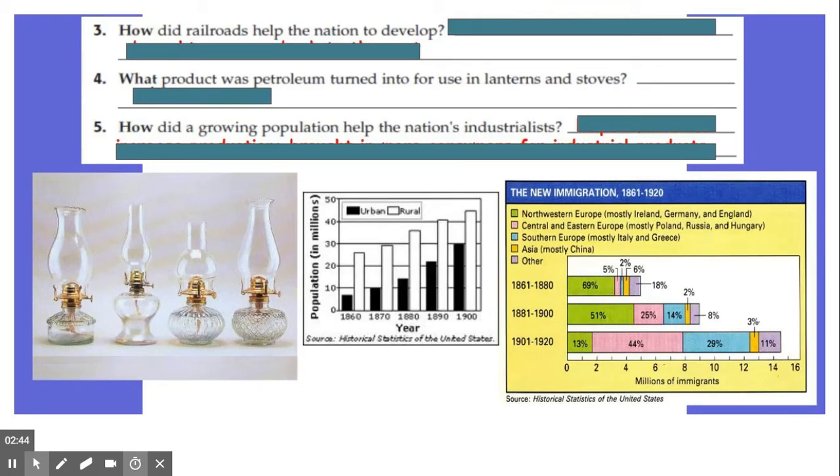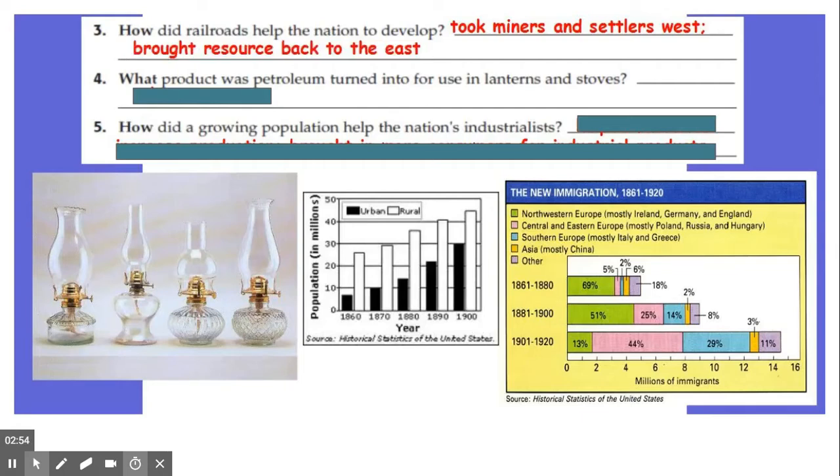Number three, how did the railroads help the nation develop? Well, the railroads were there for transportation. They took miners and settlers west. They brought resources back to the east. But you have to remember that railroads were also huge consumers of some of our natural resources.